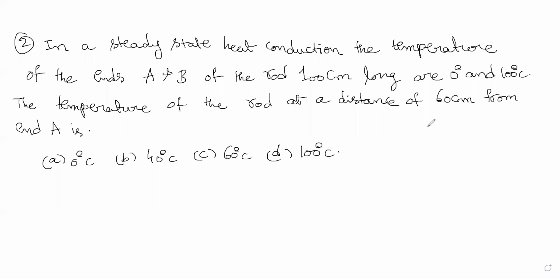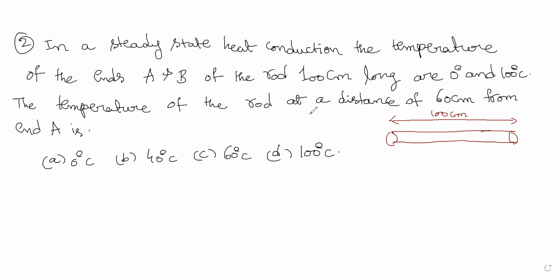So here we have the rod. Let me draw this in a different color. So this is the rod we have. What did they tell? That in steady state heat conduction, the temperature at the ends A and B of the rod is at 100 centimeter long. The total rod is about 100 centimeter long. Okay, fine. The ends are at 0 and 100.